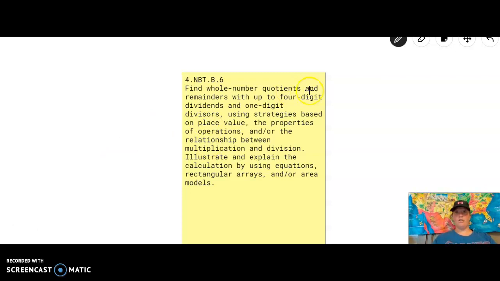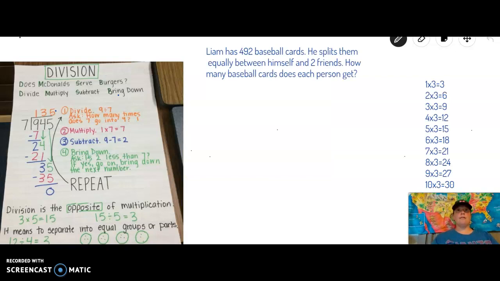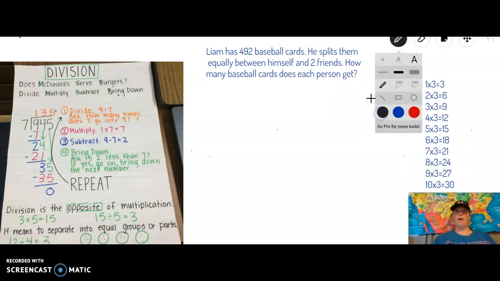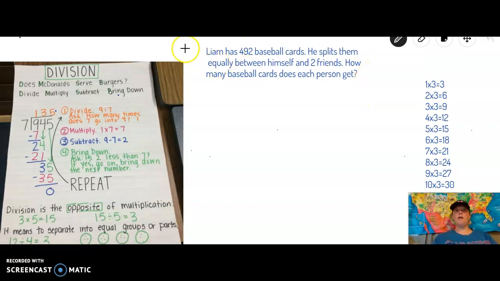Okay, and I'm going to show you again all 3 strategies that I had taught you the past few days. Let's go ahead and start. We have our first equation. All right, here we go. Liam has 492 baseball cards. He splits them equally between himself and 2 friends. How many baseball cards does each person get? We're going to read it again.